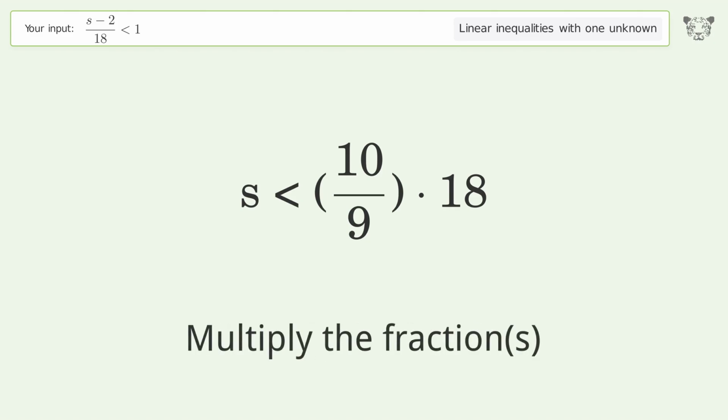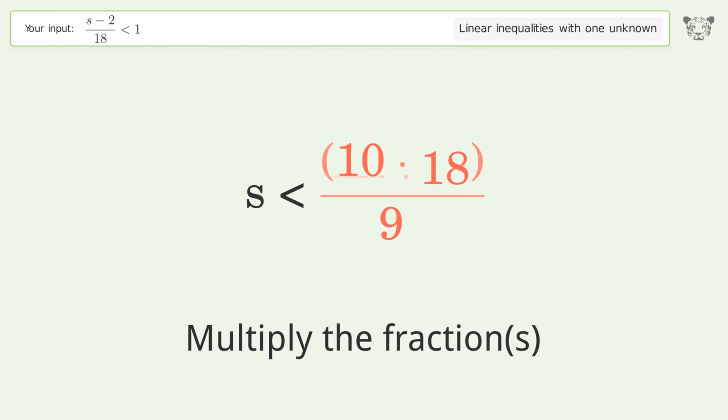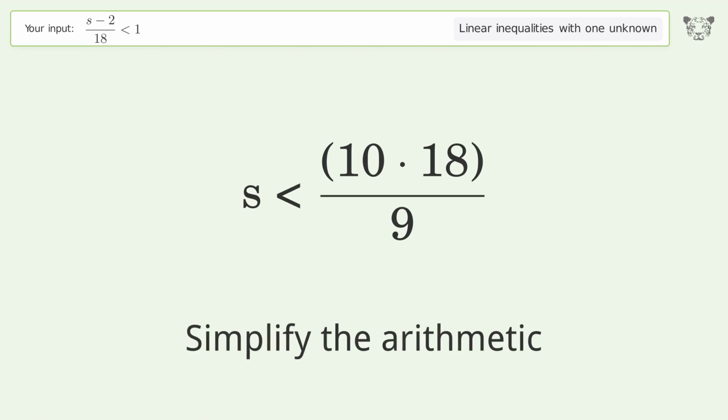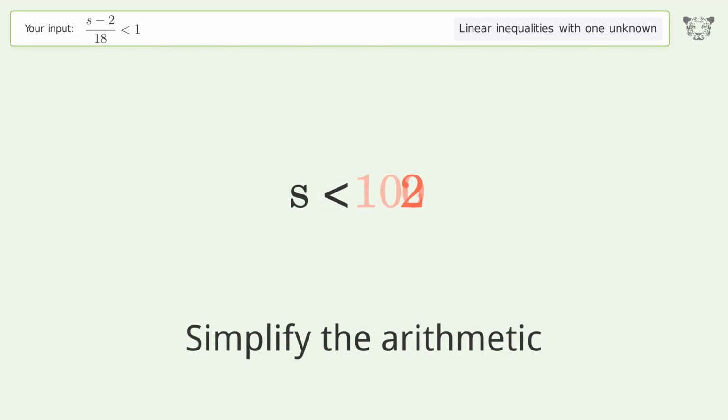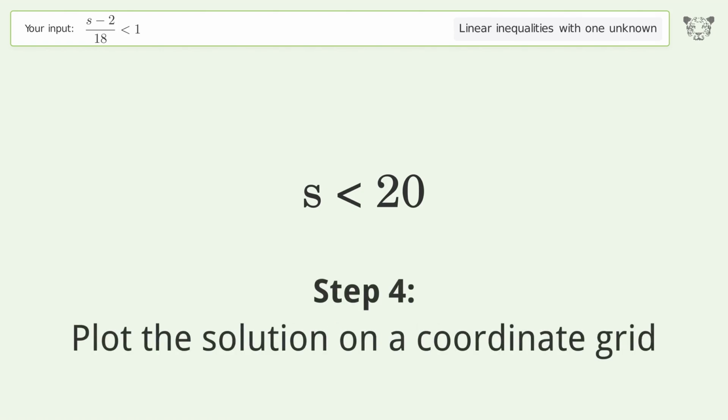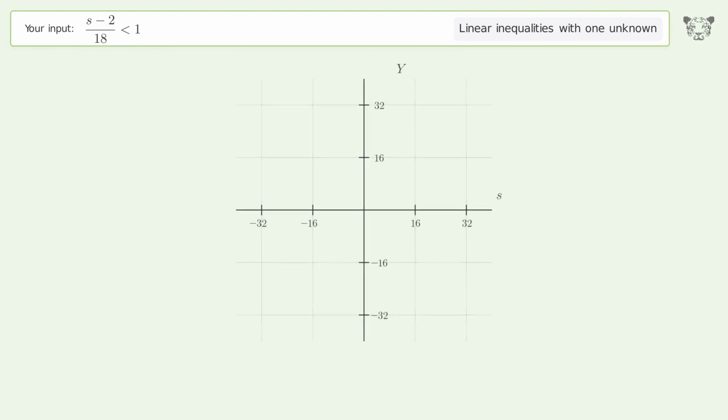Multiply the fractions. Simplify the arithmetic. Plot the solution on a coordinate grid. And so the final result is s smaller than 20.